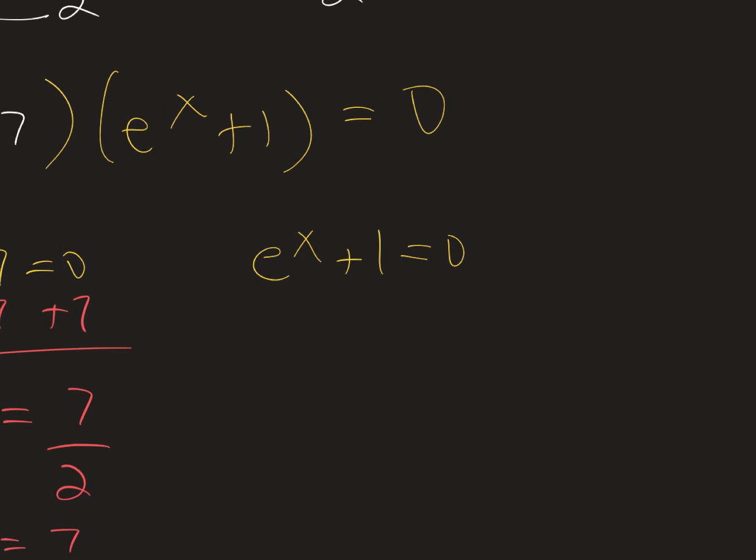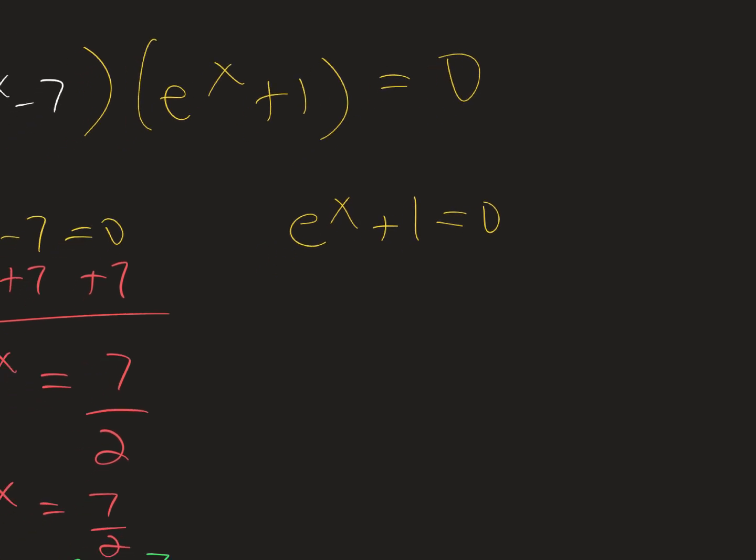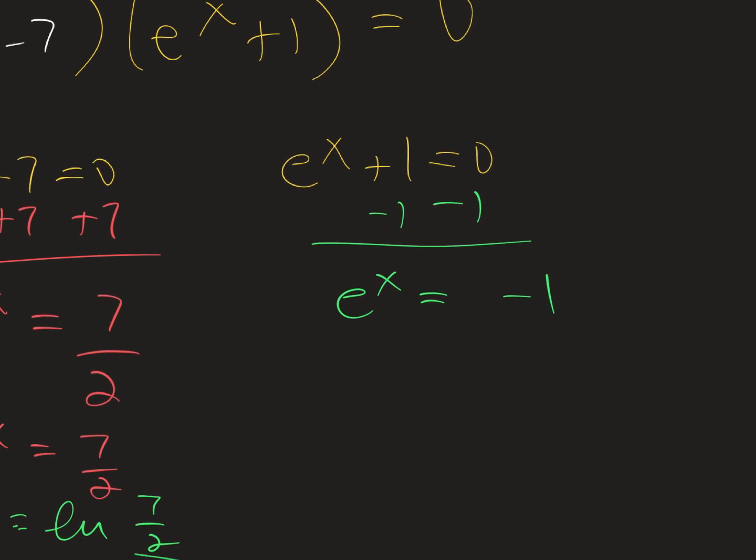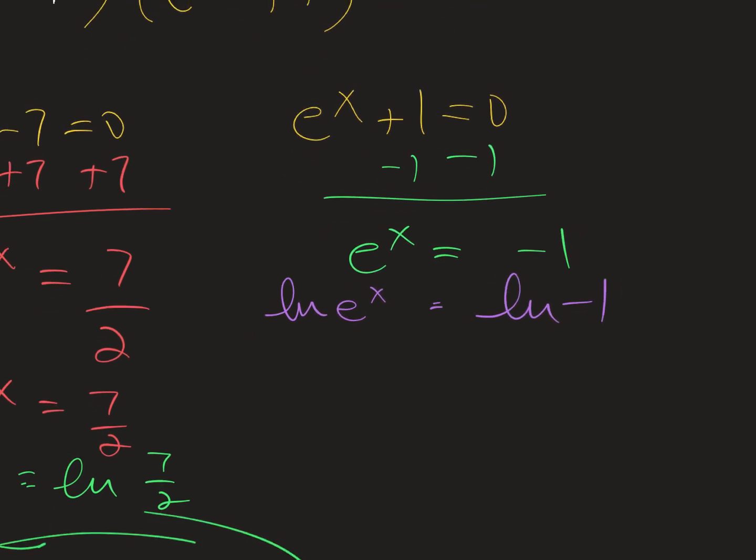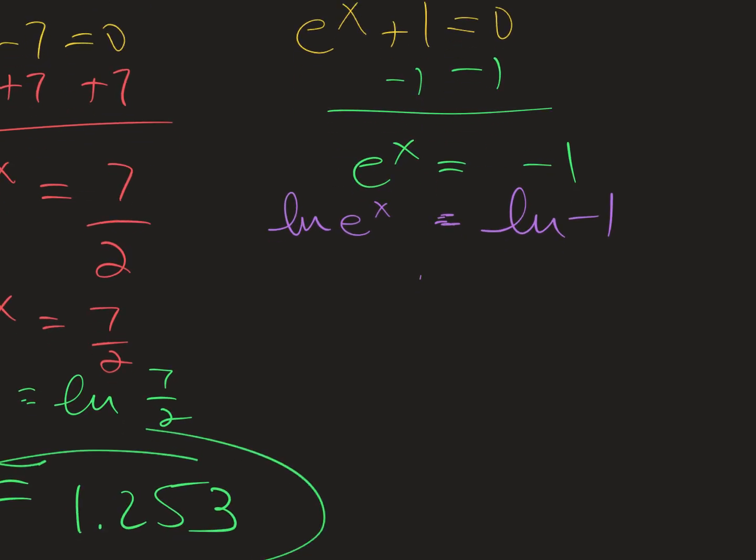So same thing here. I want to get my e to the x by itself, so I'm going to subtract 1 from both sides. So I get e to the x equals negative 1. Now, guys, you want x, not e to the x. So I'm going to take the natural log of the left-hand side. Some of you right now are like, wait a second, you can't take the natural log of a negative number, which is true. If you don't see that, no big deal. If you hit natural log of negative 1 in your calculator, it will give you an error message. So this is not a valid answer.